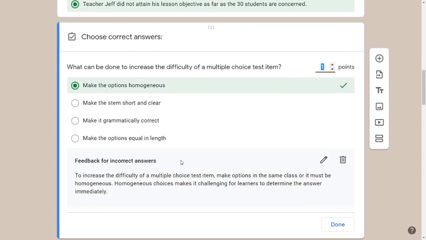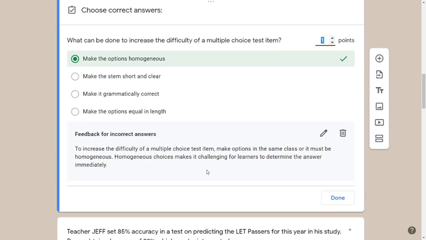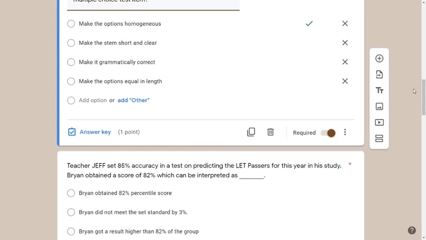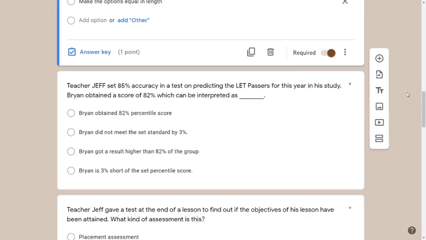And let's see the rationalization here. To increase the difficulty of a multiple choice test item, make options in the same class, or they must be homogeneous. Homogeneous choices make it challenging for learners to determine the answer immediately. Okay, we don't want to make it difficult, but we want it to be a little bit challenging, so our learners will be able to choose using their logic and also their stock knowledge.